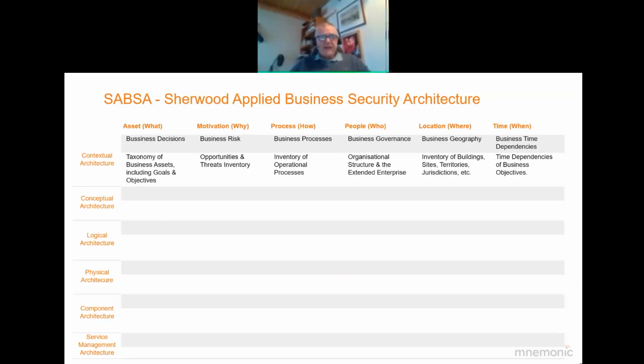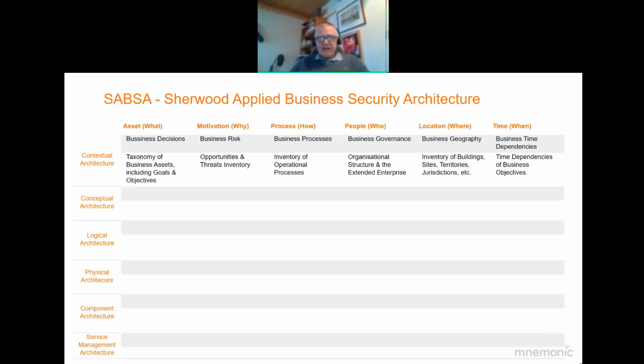Then we go down to the physical layer. How do we physically link all this together? How do we construct our network? And finally, the component level. What are the actual models of firewall we need to implement, logging solutions, and so on, that meet the needs of the architecture? Now, obviously, the physical and component layers have less relevance as organizations move into the cloud, but they're still very relevant for physical security.